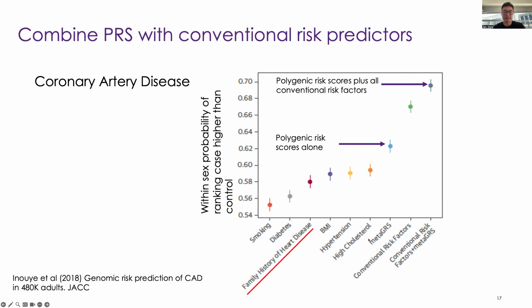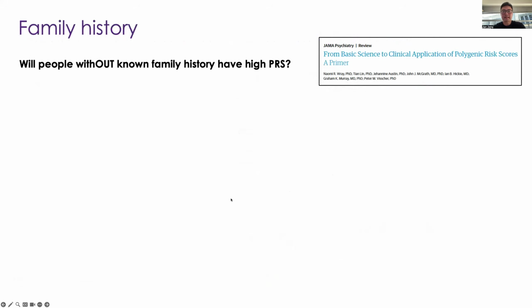Let's look at this a little bit deeper. Let's think about this commonly asked question: will people without known family history have high PRS? The answer is maybe yes, maybe not. A common misconception is that high PRS will always align with family history. But in reality, many people with high PRS have no known family history, due to the random segregation of alleles. This may not be intuitive.